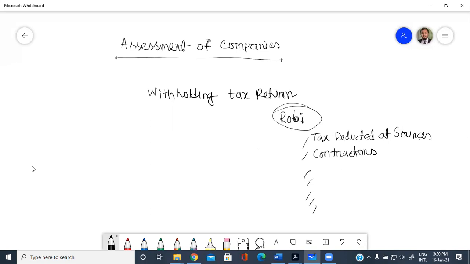So Robi has to furnish a document to the NBR at a specific point of time, stating that I have deducted this amount for this transaction on this date. The transaction value is this, the TDS is this amount, and I'm paying this TDS to you using this challan. Can you recall the challan? The document. Yes, sir.